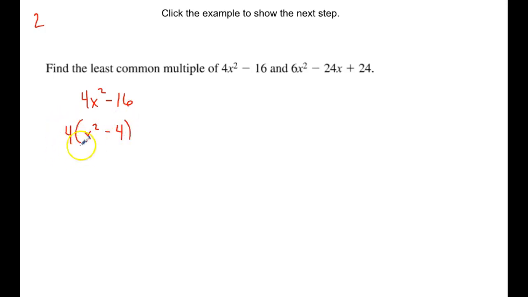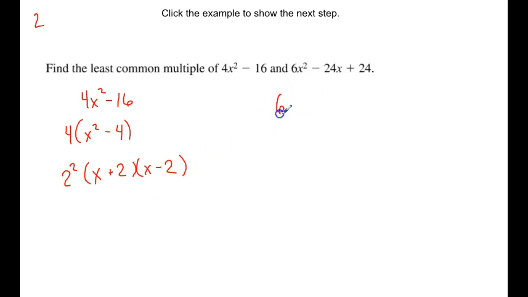Well, now that I see my 4 can be factored just a little bit, 4 can also be written as 2 squared. I also notice that this is a difference of 2 squares because I know the square root of the first term and I know the square root of the second term, and I'm subtracting. So I end up with x plus 2 and x minus 2. So now this first polynomial is completely factored.